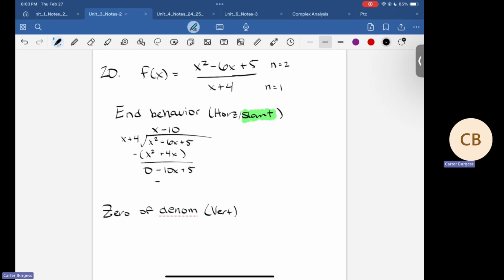And theoretically here you could stop, but it's actually good form to keep going just to make sure that we do end up getting a remainder, which in this case we do. We have a remainder of 45, which is important because that actually implies that this is an asymptote and not like a line, something like that. And so in this case, our slant asymptote is going to be the line y = x - 10. It's just this part right here.